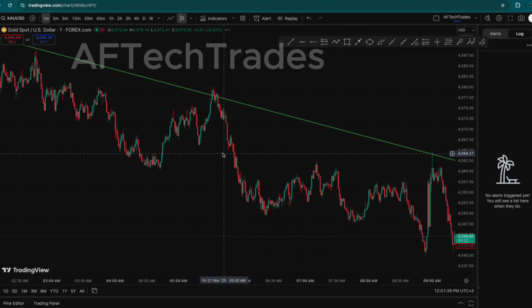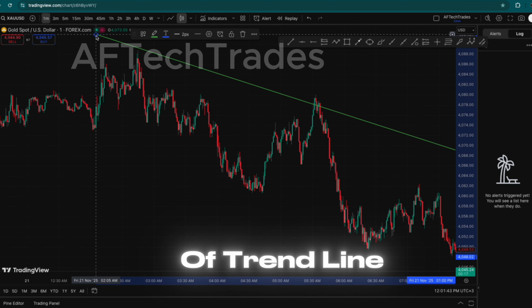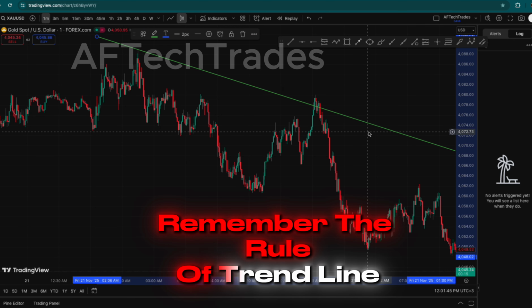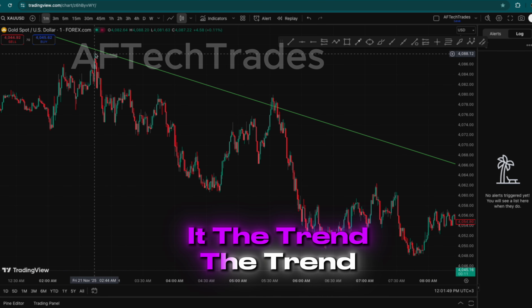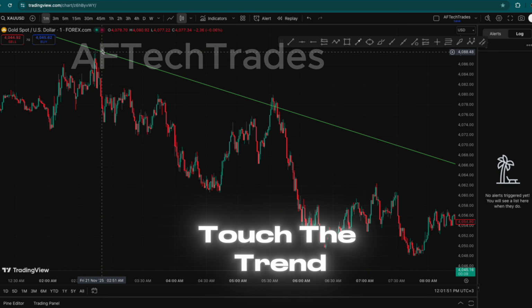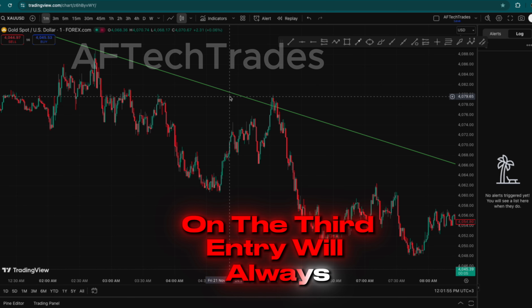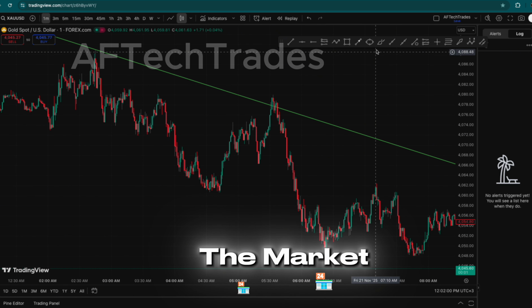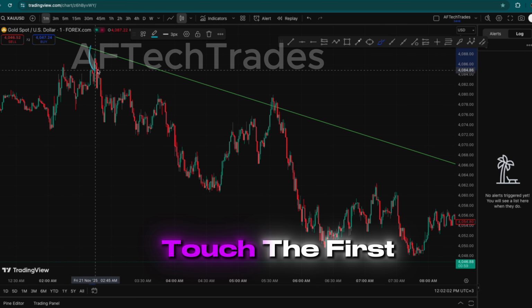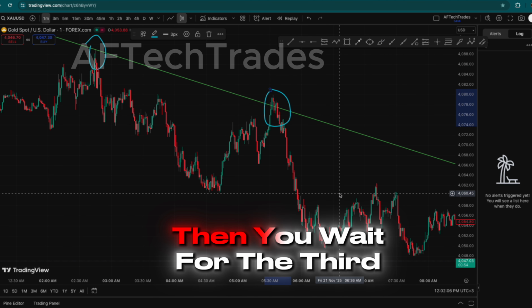Remember the rule of trend line. What was the rule of trend line? The market must touch the trend line 3 times. The third touch will always be your entry point. You let the market touch the first, touch the second, then you wait for the third one.